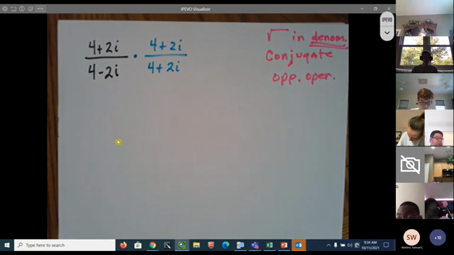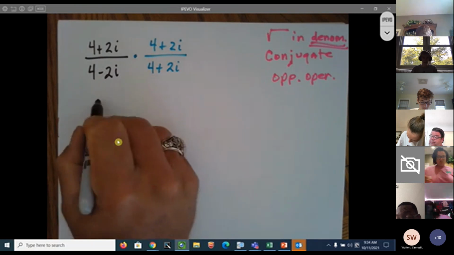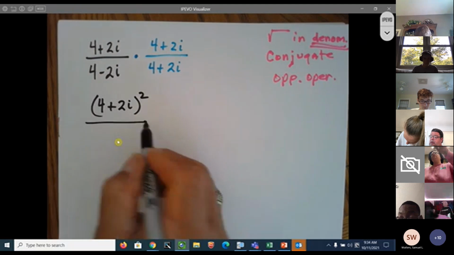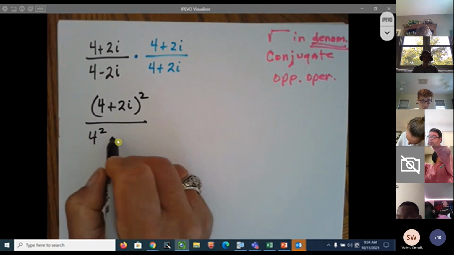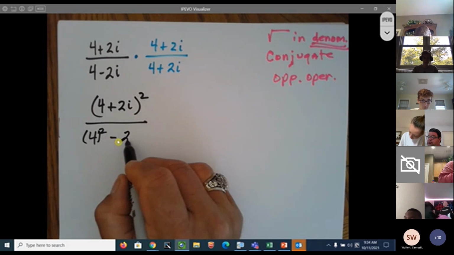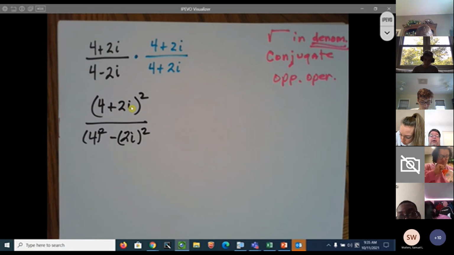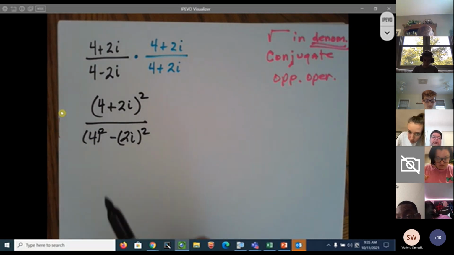So if you really want to get down with it, it is 4 plus 2i quantity squared on the top over 4 squared minus 2i squared on the bottom. And now I want you to do your algebra. You're going to have a trinomial up here, with that 2i turning into a negative number. So you're going to have 2 terms up here, and then a number down here. So finish it out. I set it up for you. Take a minute and do the algebra and finish it out.